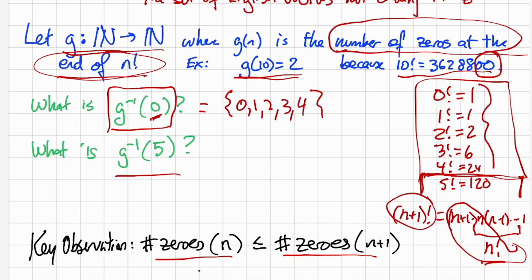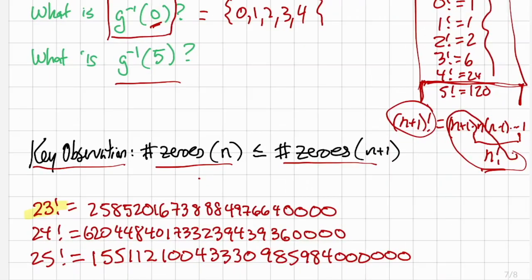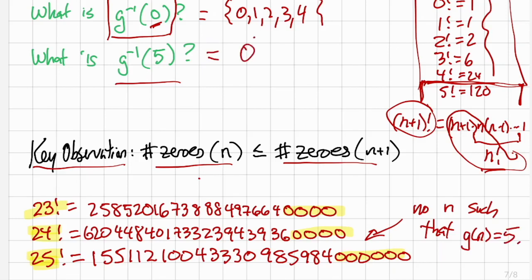How about this? What is the pre-image of the number 5? From this observation, we should be writing out various factorials until we find 5 zeros. 23 factorial has 4 zeros at the end. 24 factorial has 4 zeros at the end. And 25 factorial has 6 zeros at the end. What that tells us is that there's no n such that g of n is equal to 5. And so that tells us that the pre-image of 5 is the empty set.